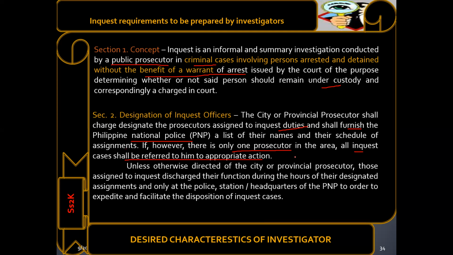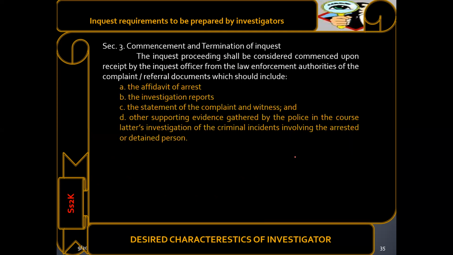Sa bawat police station, may listahan ng naka-assign na prosecutor, yung tinatawag na inquest prosecutor, para sa bawat istasyon. Kung kanino kayo magpapa-inquest. Then, commencement and termination of inquest. Kailan nag-uumpisa yung inquest proceeding at kailan natatapos?